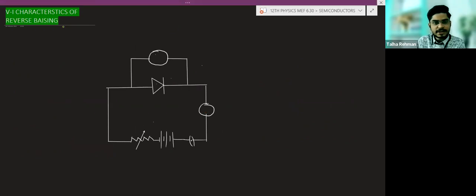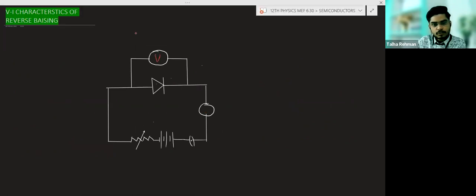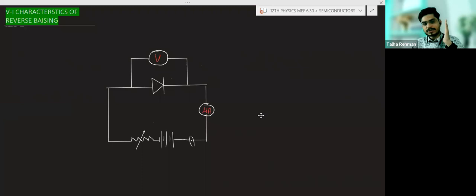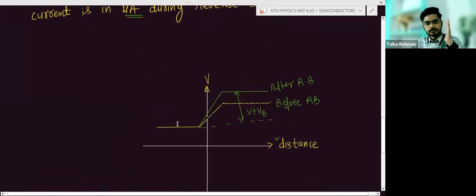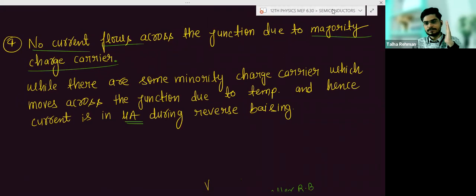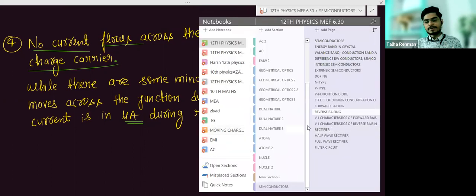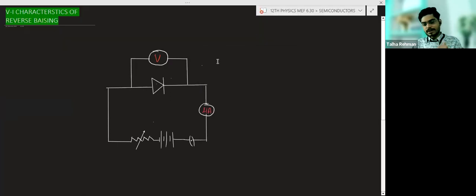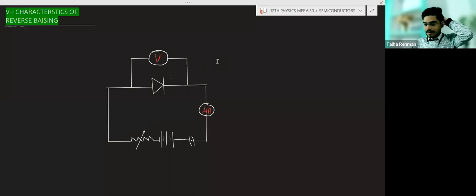Here a voltmeter is connected again, and here a microammeter is connected. Why micro? Because in reverse biasing, microampere current will be there. You can see here the current is in microamperes, so that is why you have to connect a microammeter in series. A microammeter measures the current in microamperes.